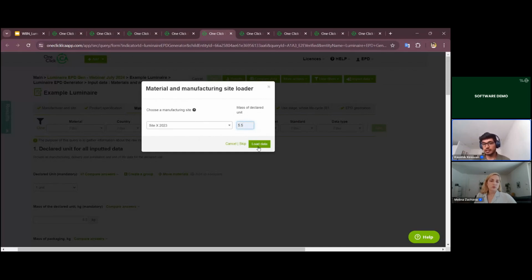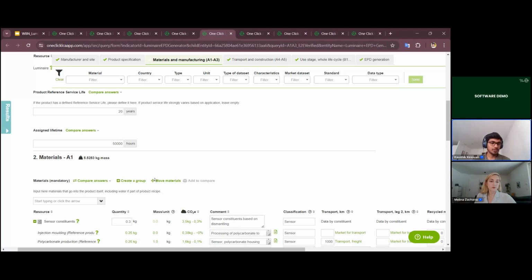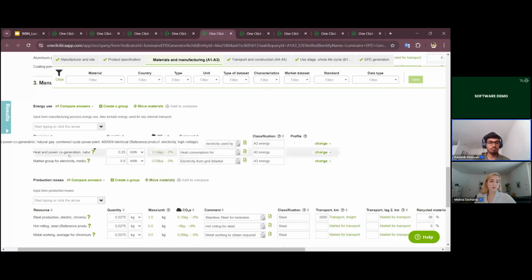I enter that and I load site data, and it's going to populate all of the information for manufacturing, energy, ancillary, and packaging. Now I don't want to do that here because I already have information added manually. So I'll just stick to what I have here. But this comes in very handy because you don't have to enter all of these manually, and it's going to be scaled to your product's weight automatically as well.